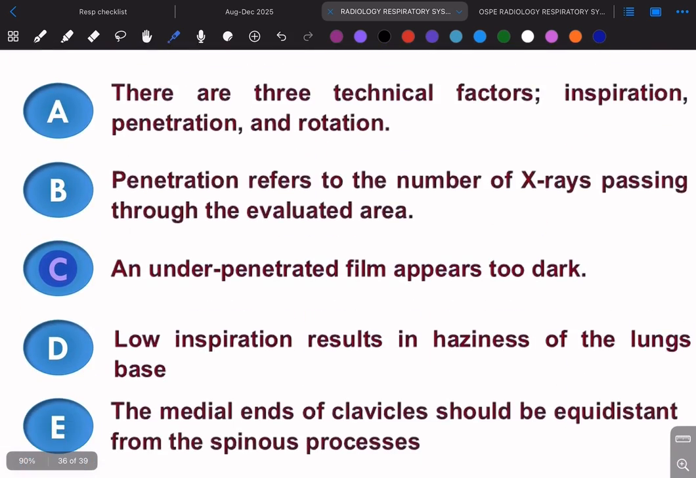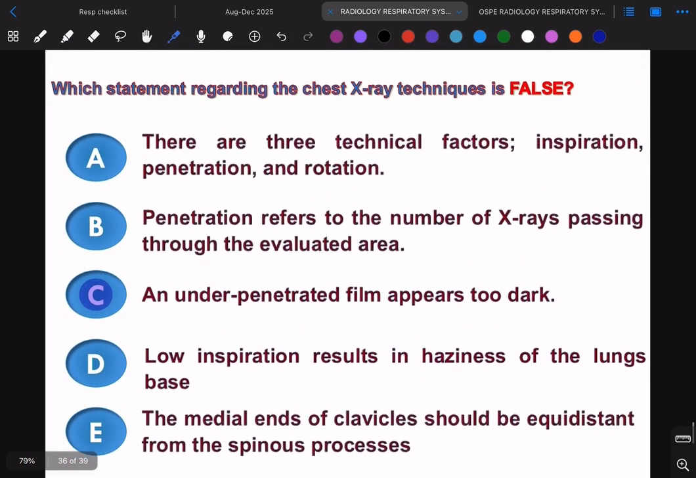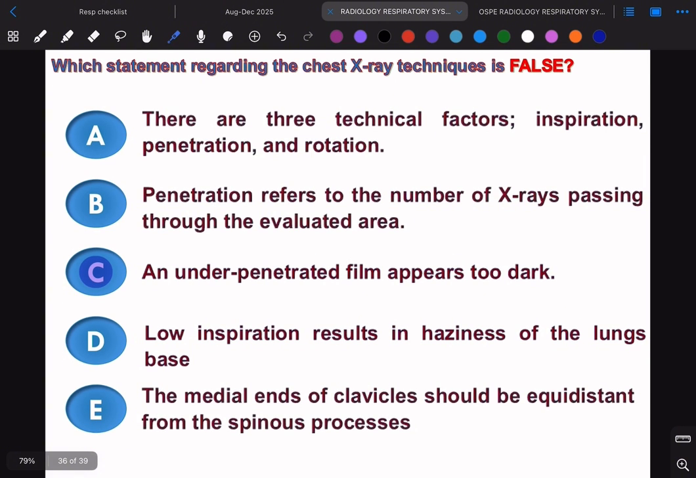We have here 2 cases or 2 questions. Which statement regarding the X-ray technique is false? So let's go over them quickly. There are 3 technical factors. We said inspiration, penetration, and rotation. This is correct. Okay, penetration refers to the number of X-ray passing through the evaluated area. Correct. Because we said penetration means the quantity of X-ray or the quantity of radiation passing through.